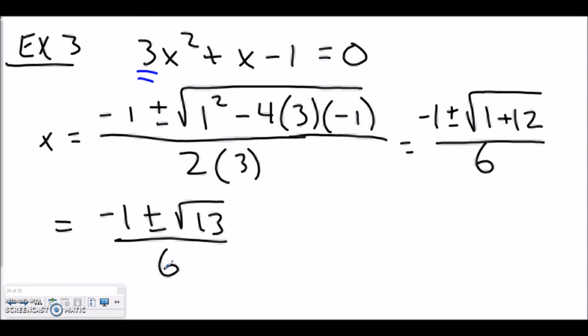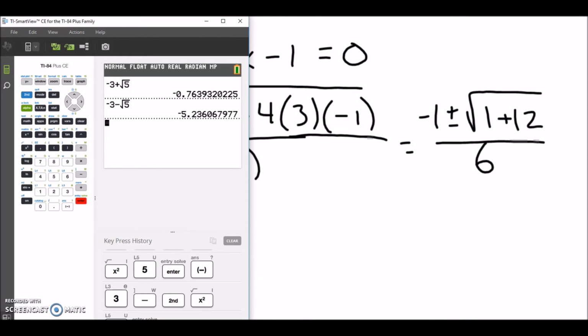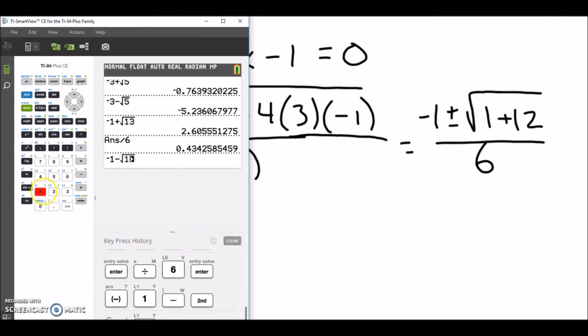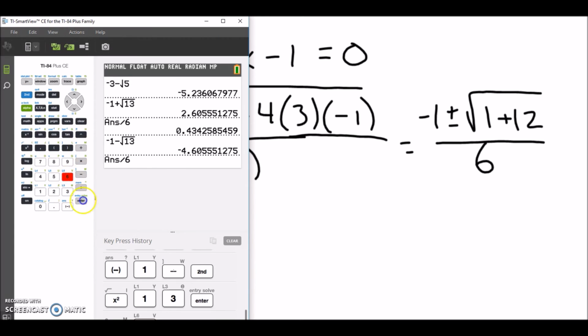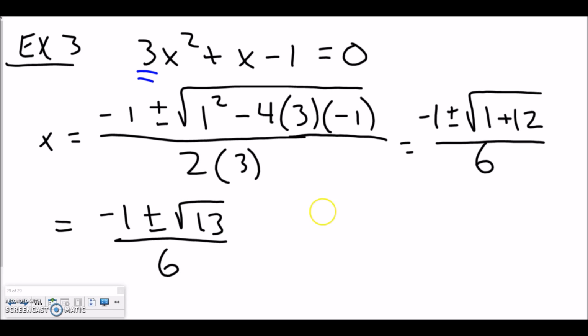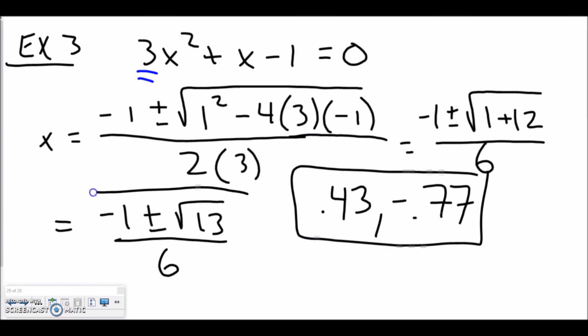Let's go ahead and get our decimal answer. I'm going to do the numerator first, because that's how I like to do them. I'm just going to say negative 1 plus the square root of 13. I'm going to divide that by 6. That's 0.43. And then for my next answer, negative 1 minus the square root of 13 divided by 6, and that's negative 0.77. So on Canvas, it would be 0.43 and negative 0.77. All right, so it's 3 examples of the quadratic equation that were pretty easy.